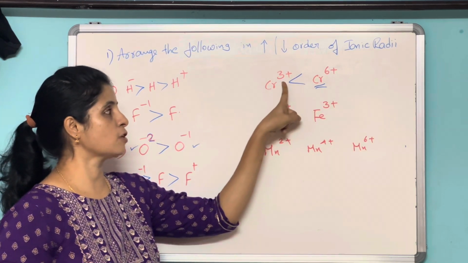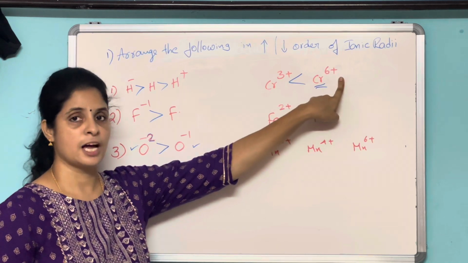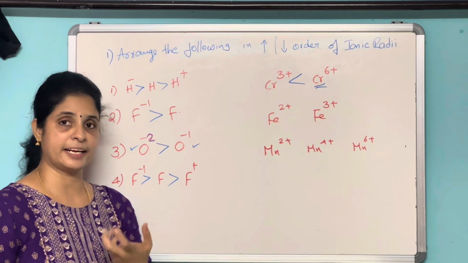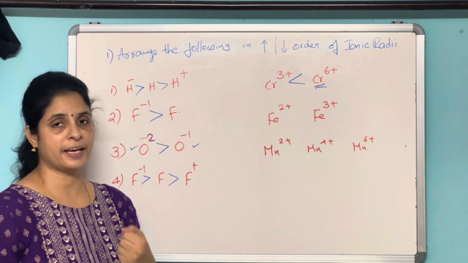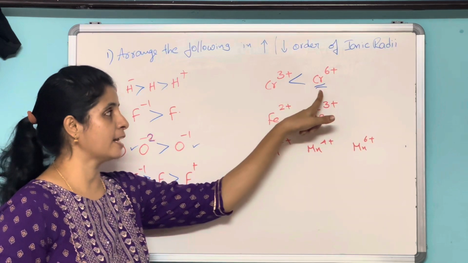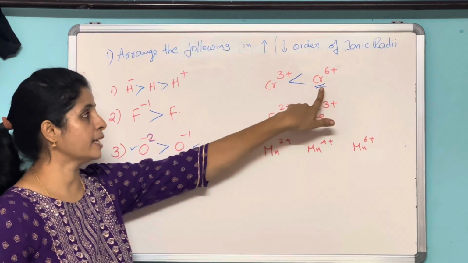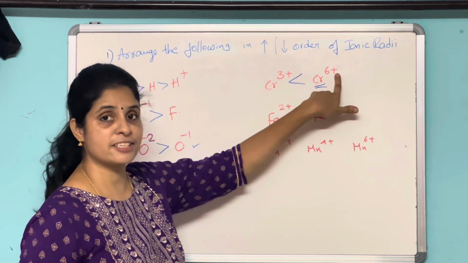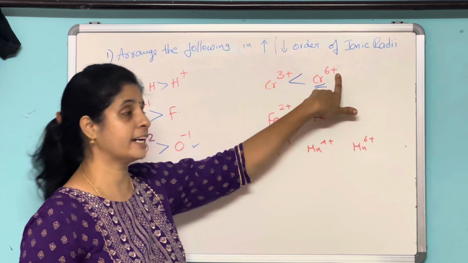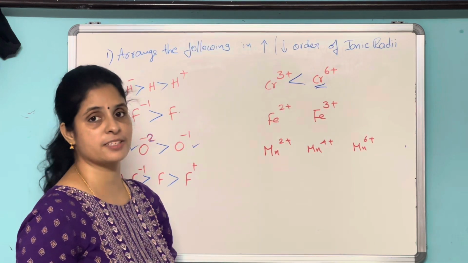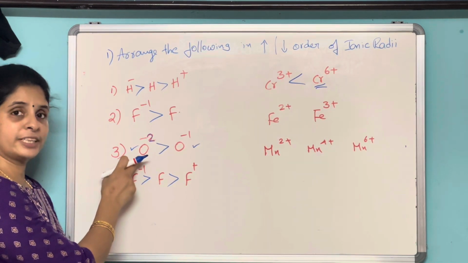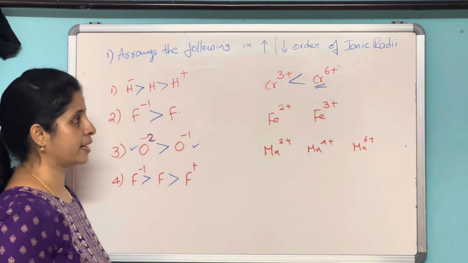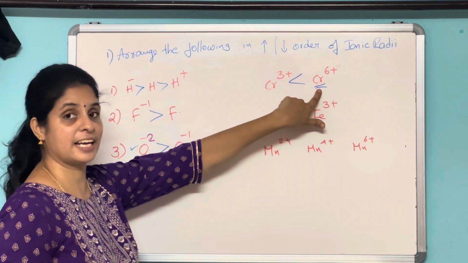Here 3 electrons are lost and here 6 electrons are lost. More electrons are lost, so there is an increase in the attraction between the nucleus and the remaining electrons. The nucleus attracts the electrons towards itself. So a cation with a higher charge has a lesser ionic radius when compared to a cation with a smaller charge. And an anion with a higher charge has a greater ionic radius. You can note this point. A cation with a higher charge has a smaller ionic radius.